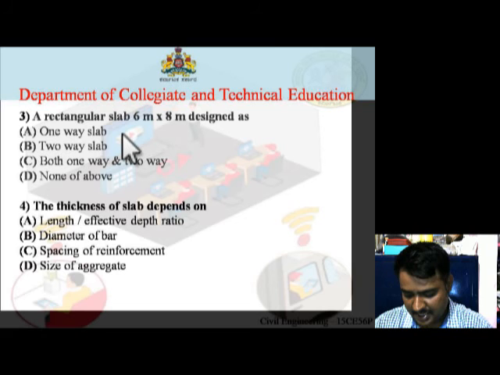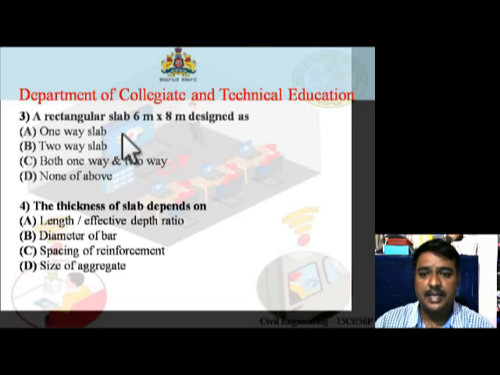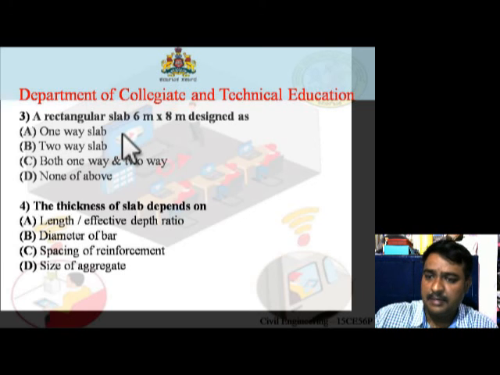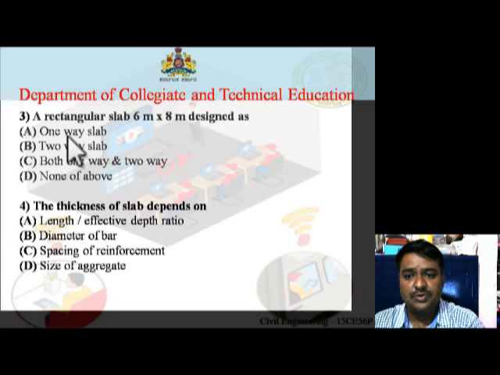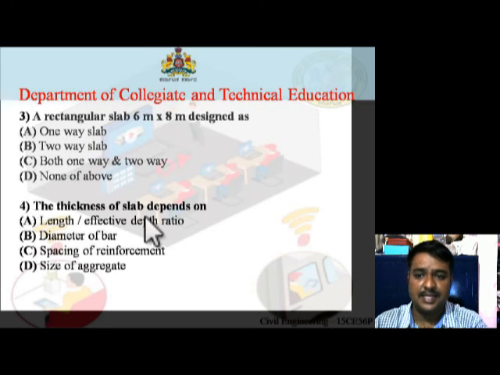So you calculate the Ly by Lx ratio, that is 8 by 6. What is the answer? 8 by 6, 1.33. It is less than 2, so it is designed as two-way slab. So the right answer is B, two-way slab.